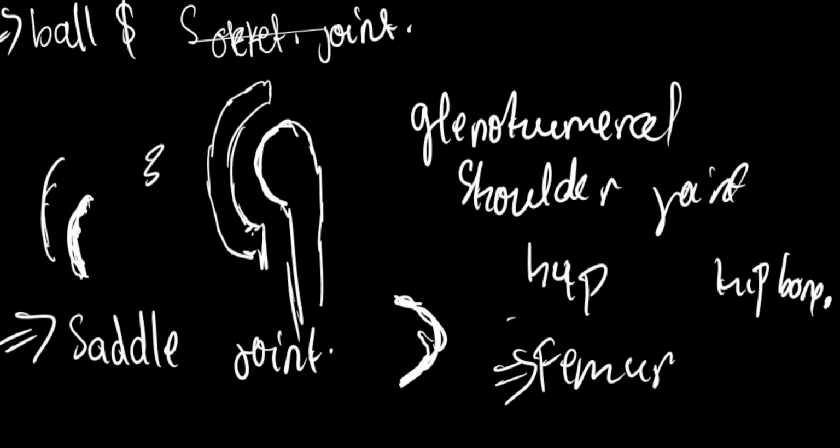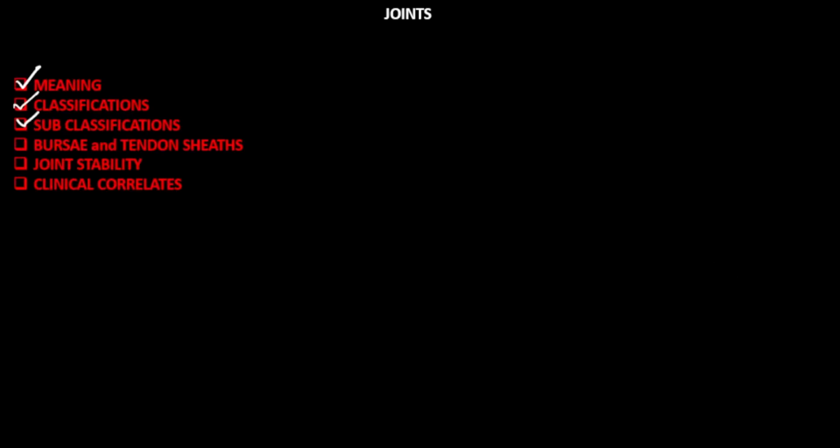The articulating surfaces of the saddle joint have a concave and a convex articular surface. A good example would be the carpometacarpal joint at the base of the thumb. So we have kind of like a concave and a convex structure. Alright, so we've taken a look at the meaning of joints, the subclassification and classification. Now let's take a look at the bursa and the tendon sheath.